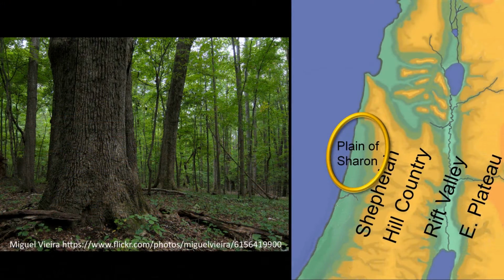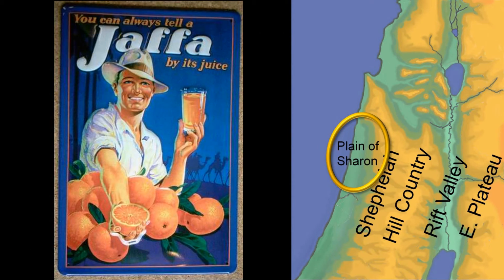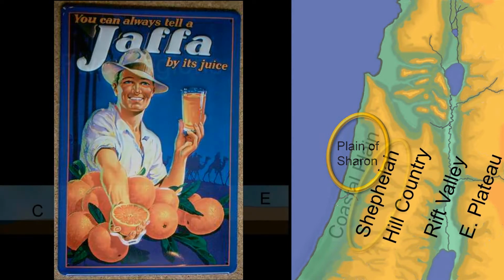In Old Testament times, Sharon was an oak forest. Today, it's an area of fruit orchards, oranges, grapefruits, lemons, tangerines. All kinds of delicious fruit is grown here. If you've ever eaten Joppa oranges, they were grown somewhere along this coastal plain.